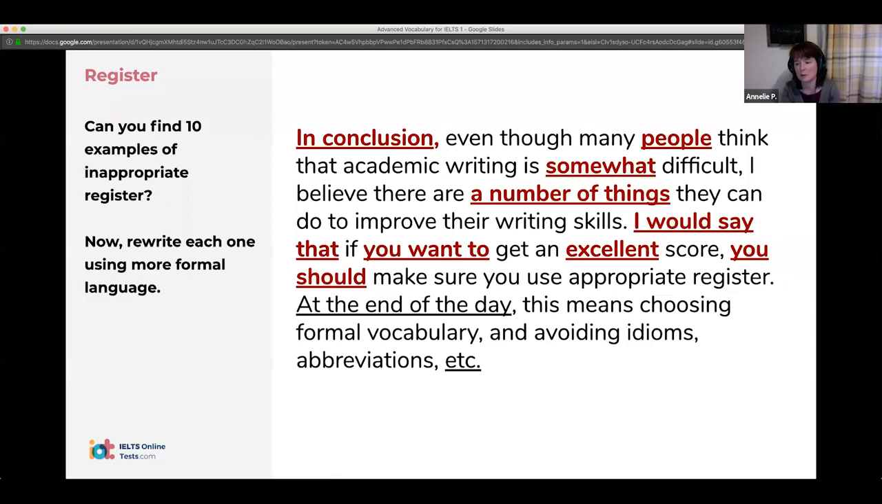Okay, it's better than you'd better. At the end of the day, okay, it's not really appropriate. It's more like, you know, ultimately, or generally speaking. So it's after you've given various arguments: ultimately, generally speaking, all in all. Yes, very nice.